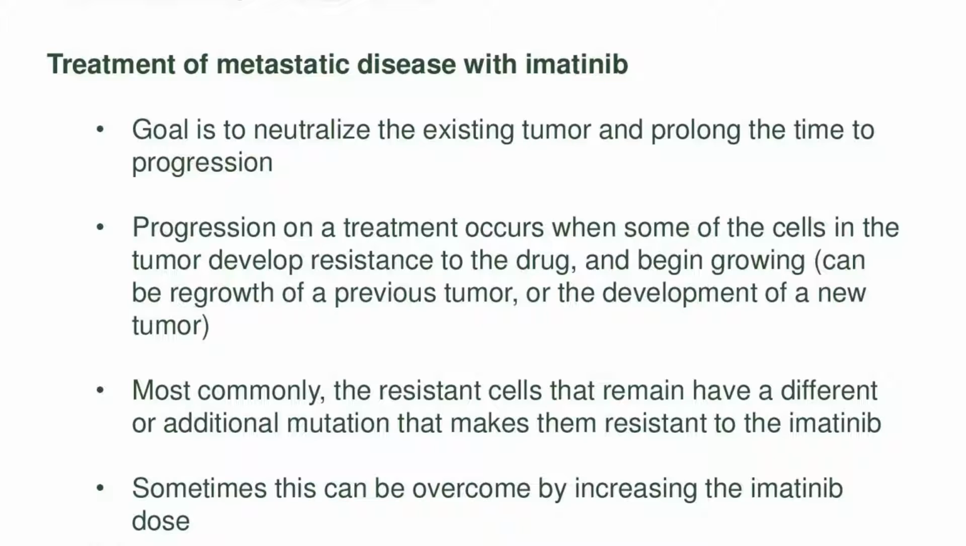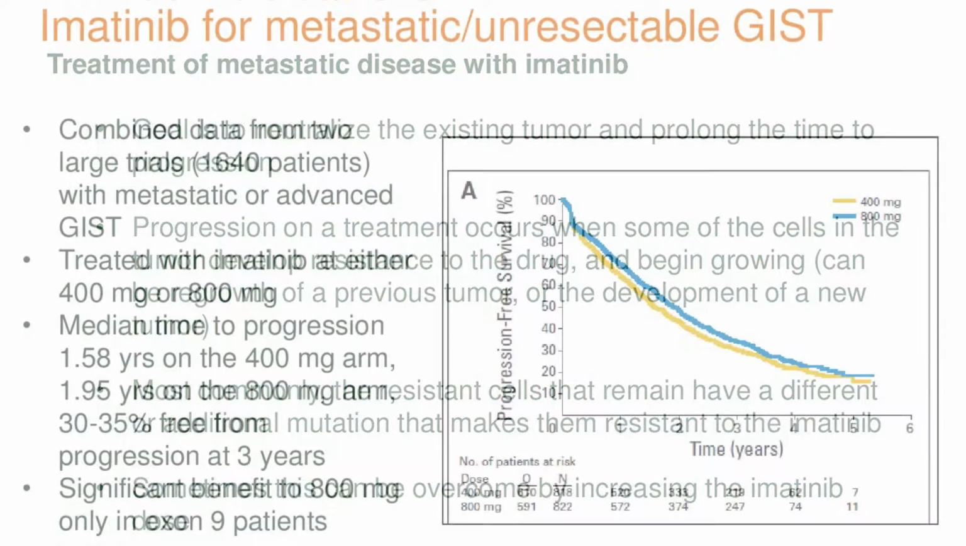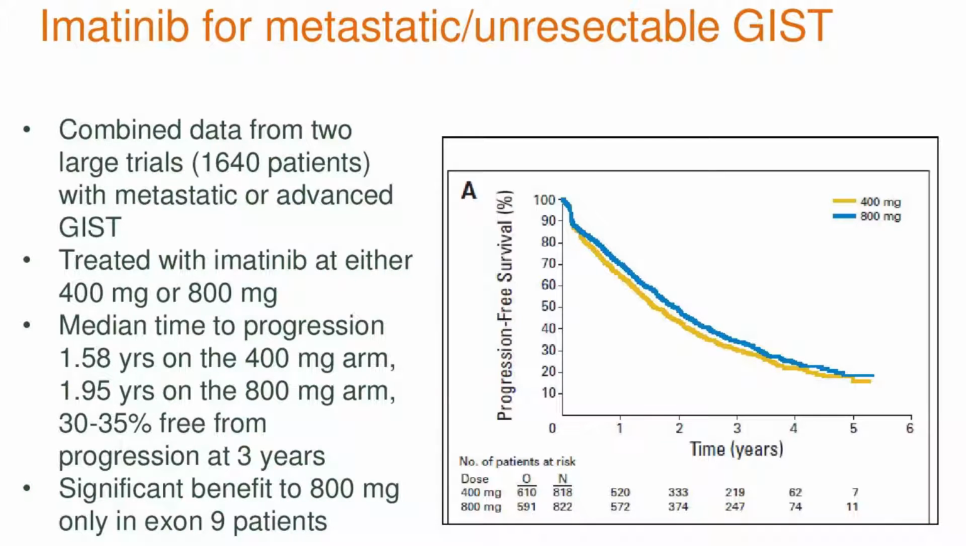Sometimes if you develop a tumor that's growing on Gleevec, you can bump up the dose, and that will oftentimes be enough to reverse that and to get you some more time on the Gleevec, and I'll show you that as well. So this is a picture from the MetaGIST study that looked at 1,600 patients with metastatic GIST, so GIST that's already out of the barn.